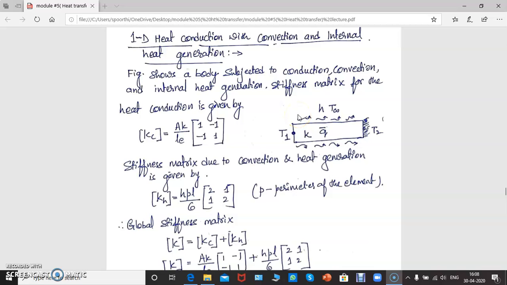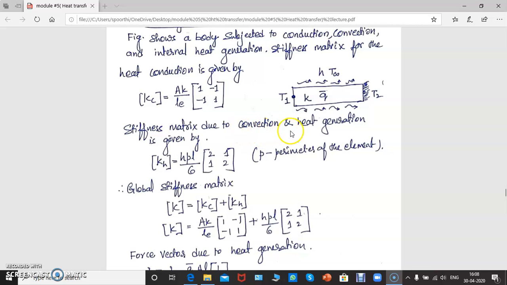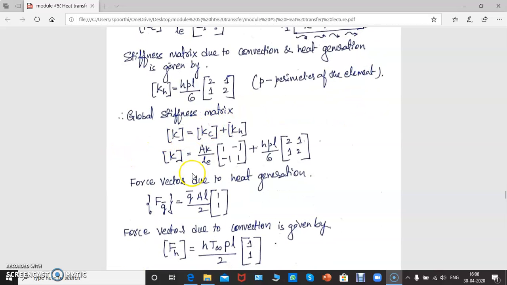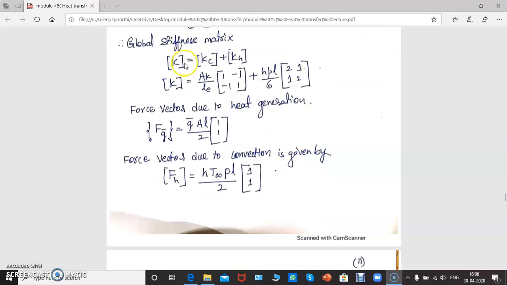So when that is the situation, what are the equations that we can think about? Now you can see here the body is subjected to conduction, convection and internal heat generation. So all three are happening here. The stiffness matrix for heat conduction, this is the equation already known to you. The stiffness matrix due to convection and heat generation, this is the equation which we derived, where P is the perimeter of the element. Now the global stiffness matrix is Kc plus Kh, this is what it is.